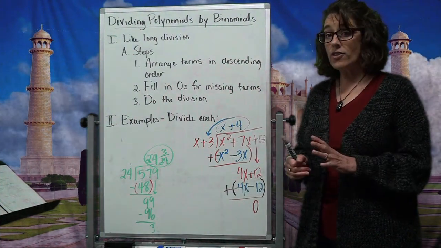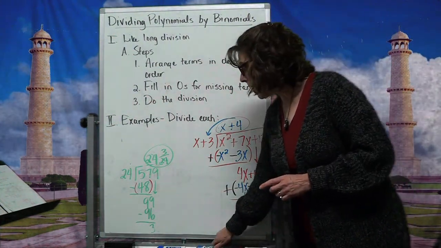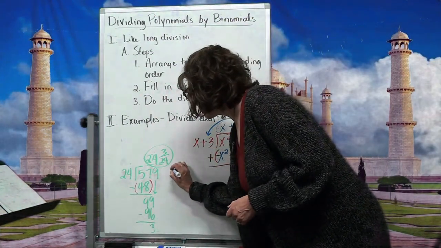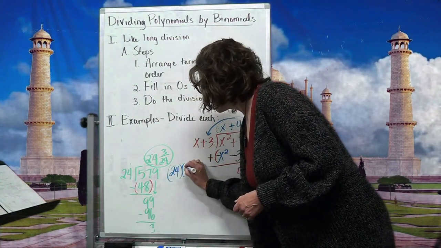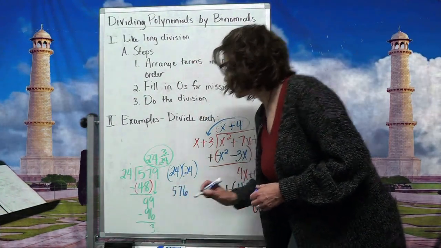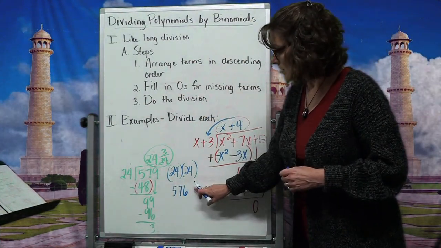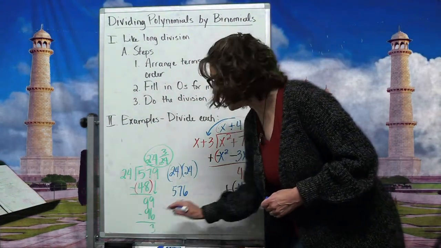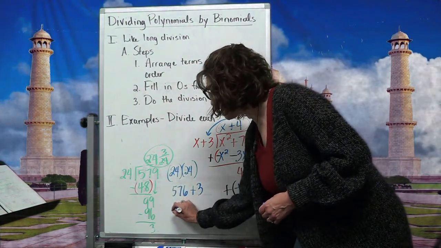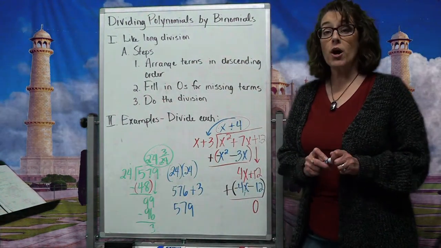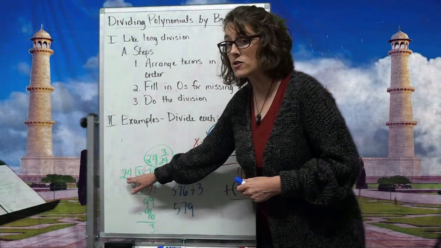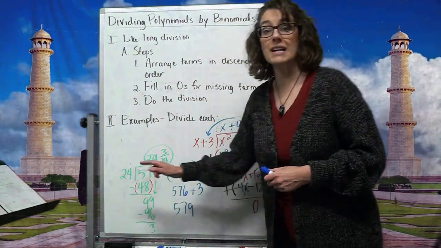Now, in order to check this with the remainder, think about what happens here. If I multiply 24 times 24, I will actually get 576. But I need to take that 576 and add the remainder in order to get the actual dividend of 579. So that's the process to check whenever you have a remainder. You still multiply your quotient by your divisor, but you add in the remainder to get the dividend.